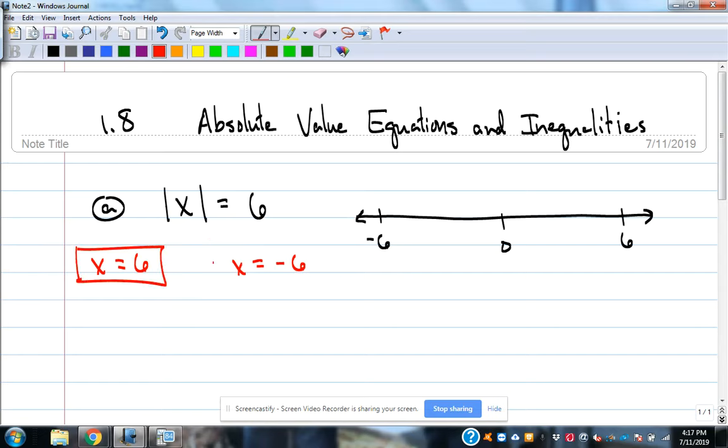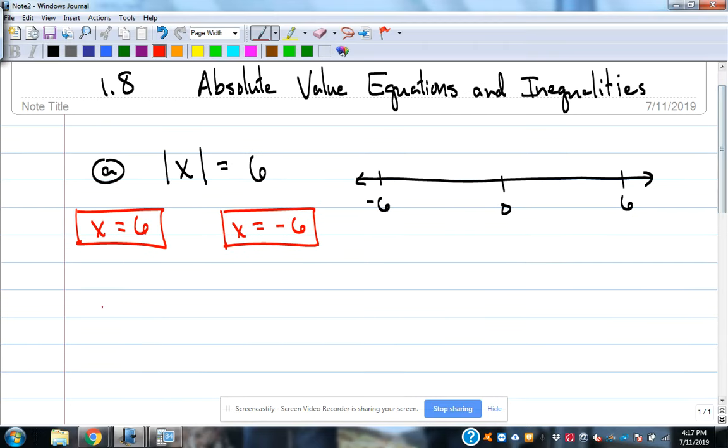We're going to get some where we've got to do some work. Obviously, we can't have them all that easy. But the idea is that it's a distance away from 0. Whatever's inside of the absolute value marks has this distance. So it could be at a positive 6 or a negative 6.